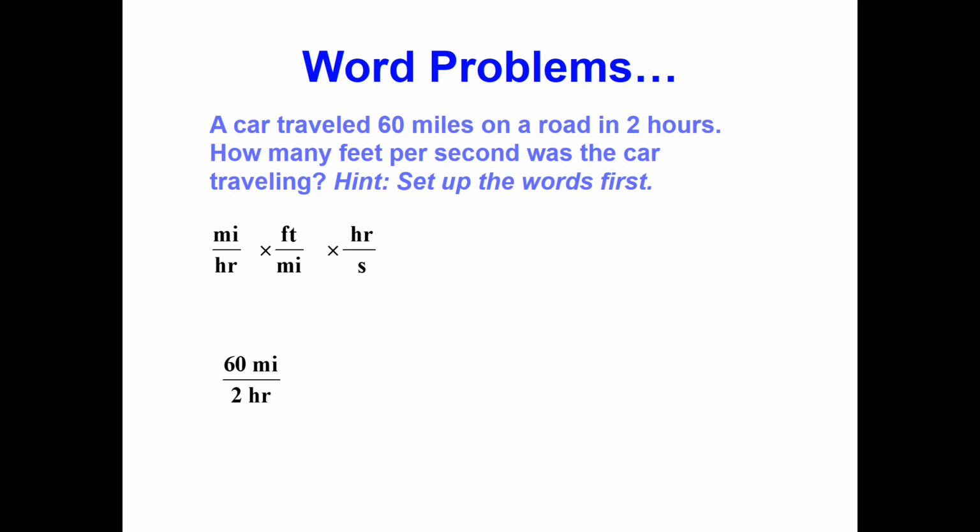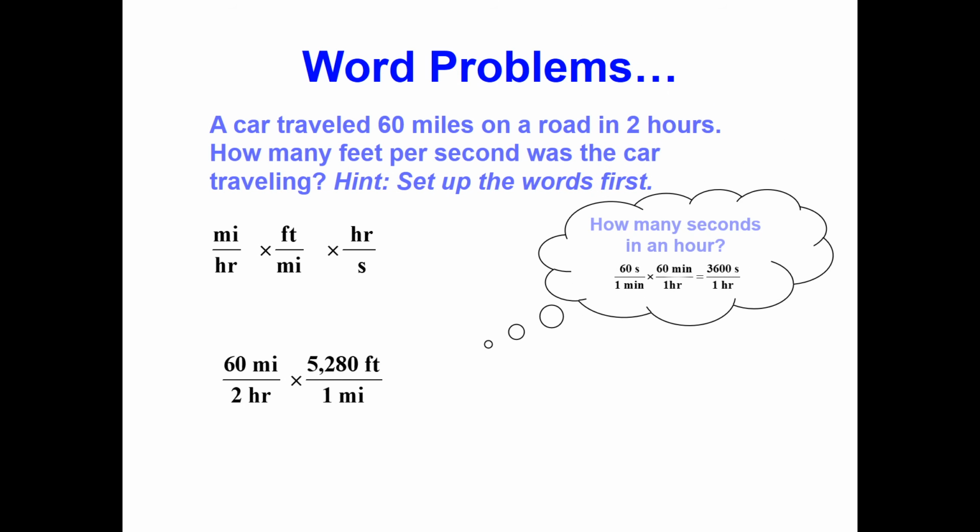So 60 miles per 2 hours times 5,280 feet per mile. You can also use conversion factors to convert hours into seconds. So there are 3,600 seconds in an hour, or you can just plug it in. And we get 44 feet per second.